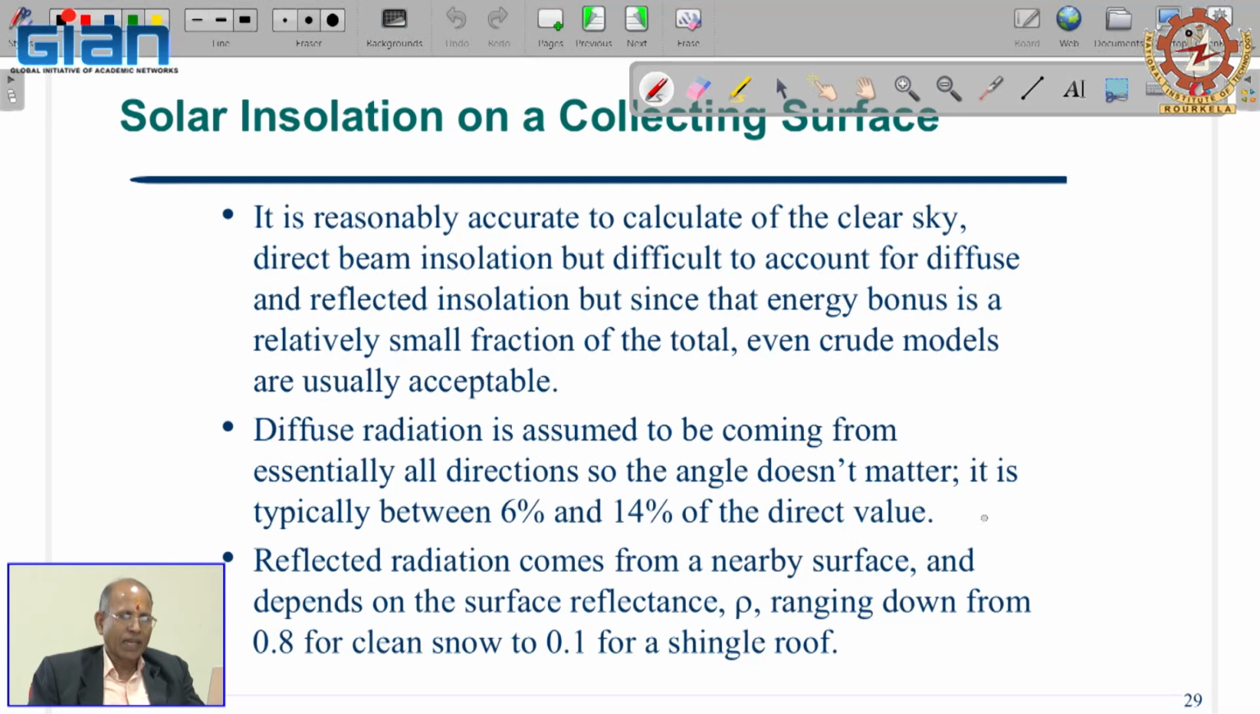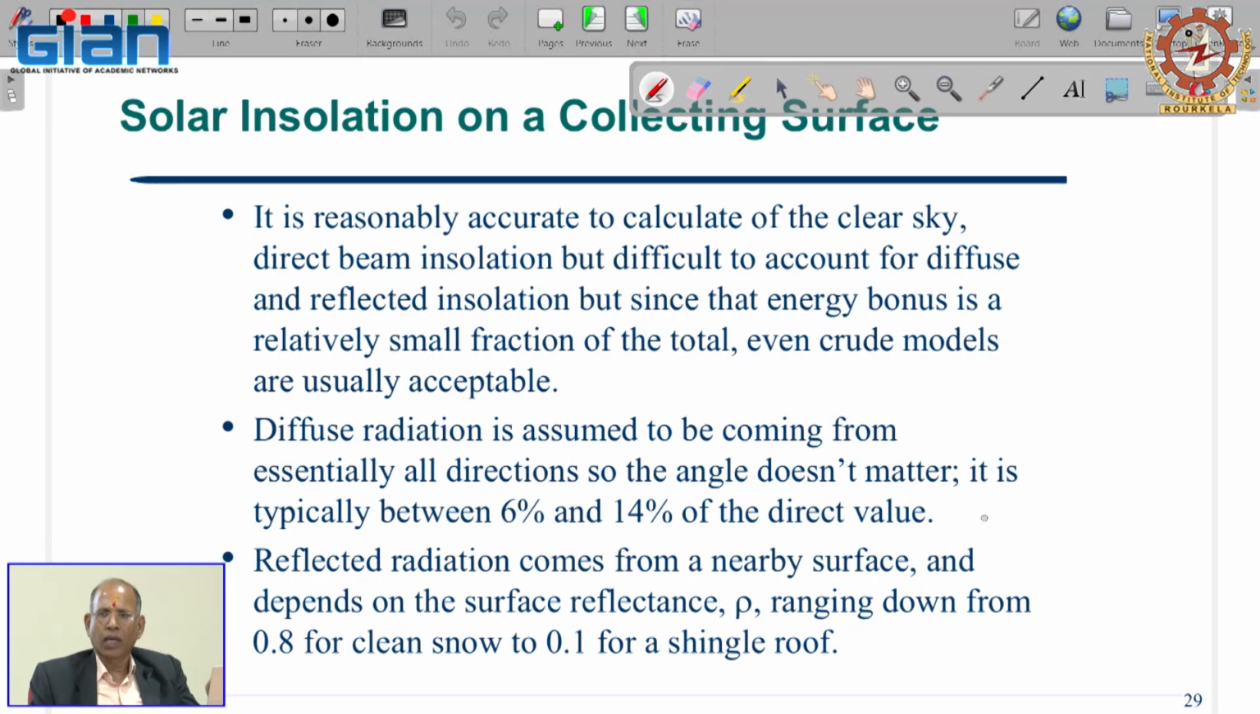Then reflected radiation depends on the surface in front of the PV panel. How shiny is the surface? Accordingly, you will have reflection. It will be changing. So the surface reflectance rho, depending upon the surface shine, could be 0.8 on the higher side, and on the lower side it could be 0.1.